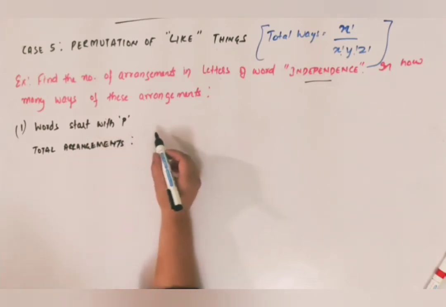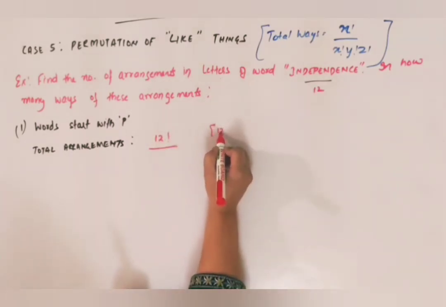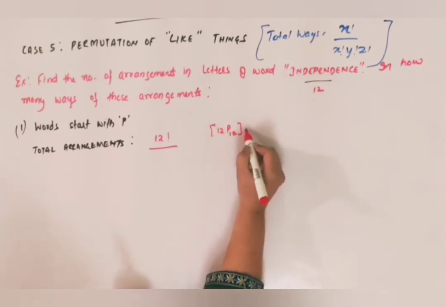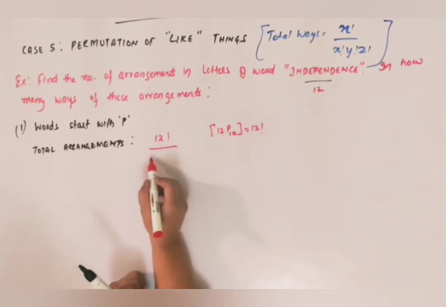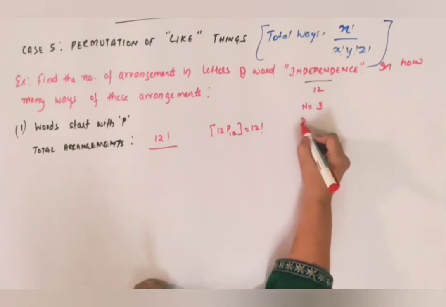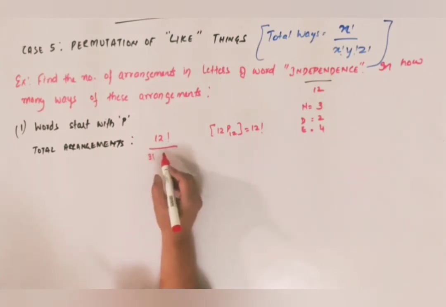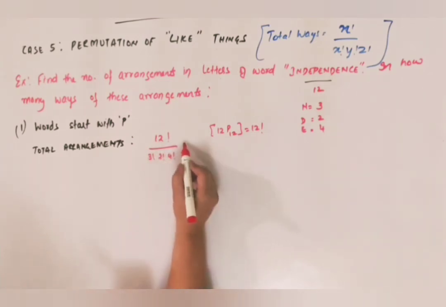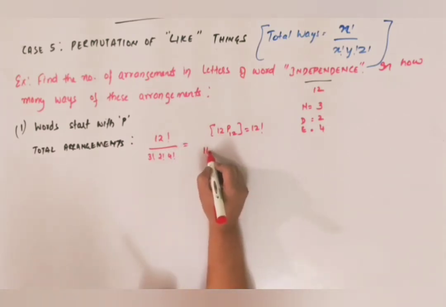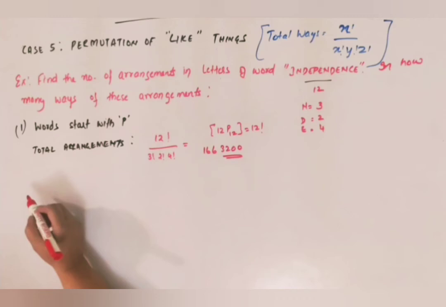So what is total arrangements? How many letters do we have? We have 12 letters. So 12 factorial. Why is it 12 factorial? Because you are forming words with 12 letters, taking 12 letters at a time. So it is 12P12, which is 12 factorial. And how many repeated kinds we have? Let's find out. N, how many times does it happen? 3 times we have N. D is 2 times. E is 4 times. So we'll write all the repeated kinds here: 3 factorial into 2 factorial into 4 factorial. This is our total arrangements. So when you calculate, you're going to get a big number, 166,200.